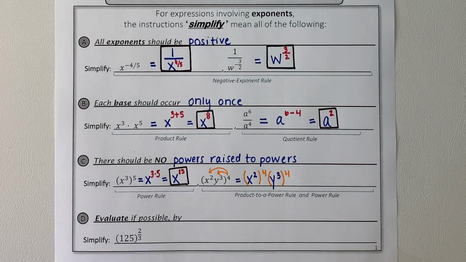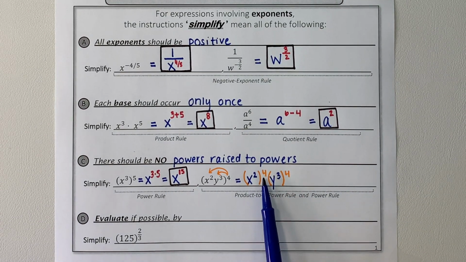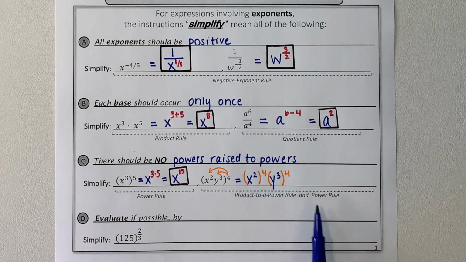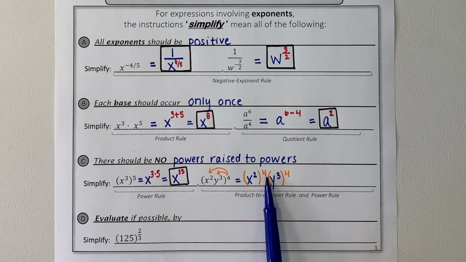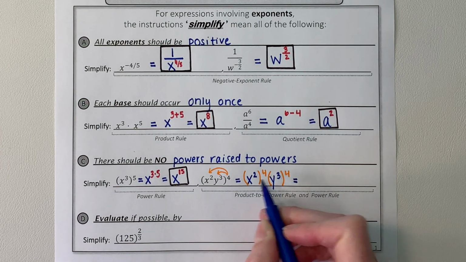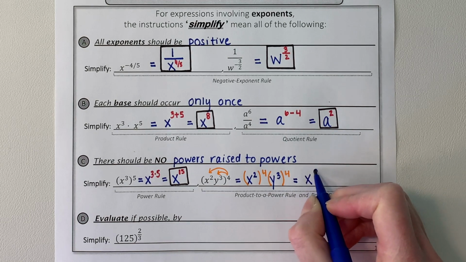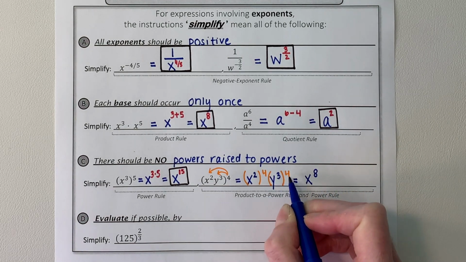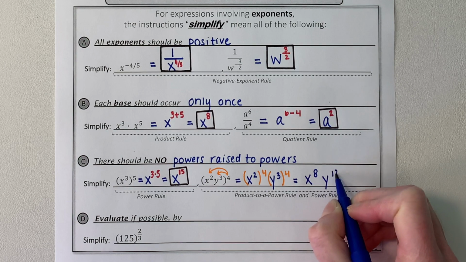Now, this is still not simplified because we still have powers being raised to powers. So to simplify this, we'll now use the power rule, which says when you have an exponent raised to an exponent, to simplify, you just multiply those 2 exponents. So if we take 2 times 4, that will leave us with x to the 8th. And if we take 3 times 4, that will leave us with y to the 12th.